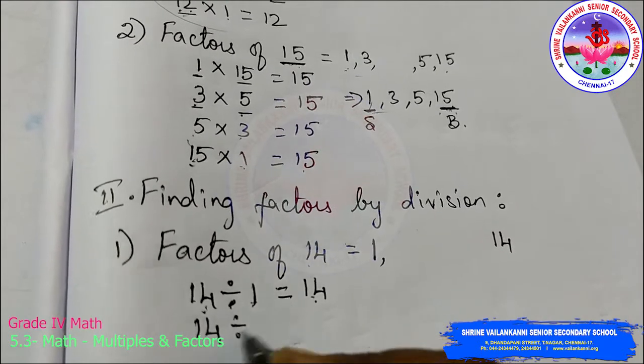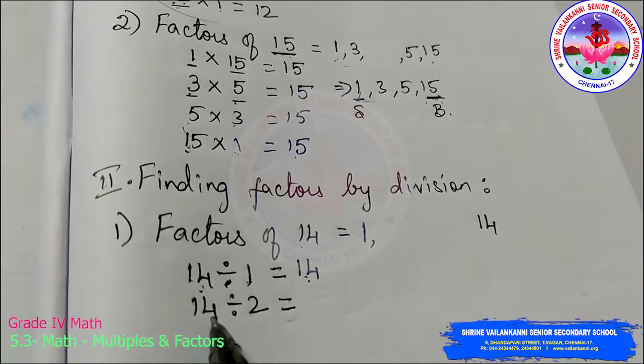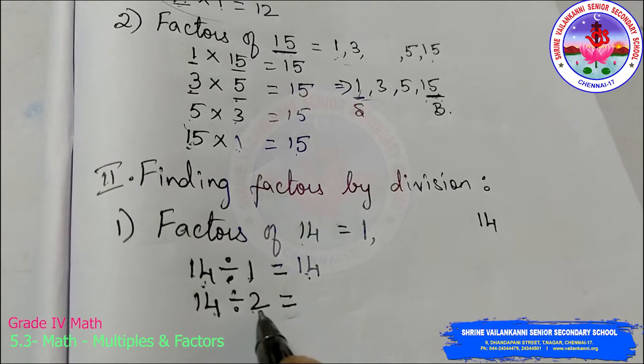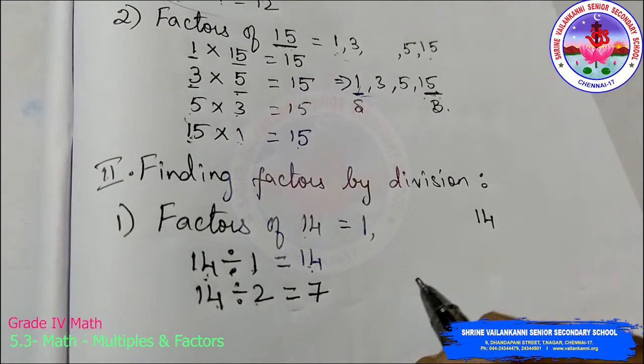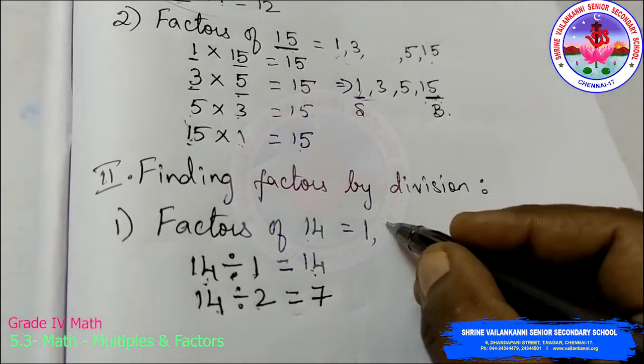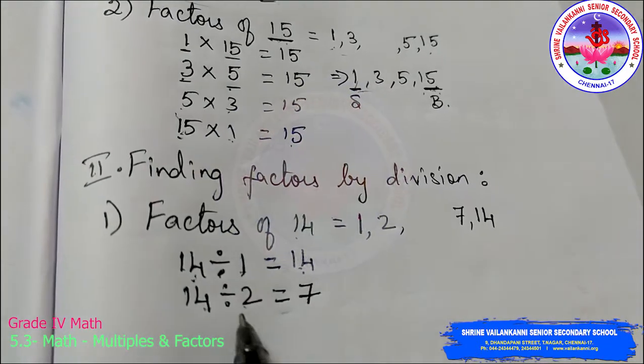14 divided by 2. When 14 is divided by 2, how many times will you get 14 in the 2 table? 7 times. Yes. So here, 2 table, 7 times.